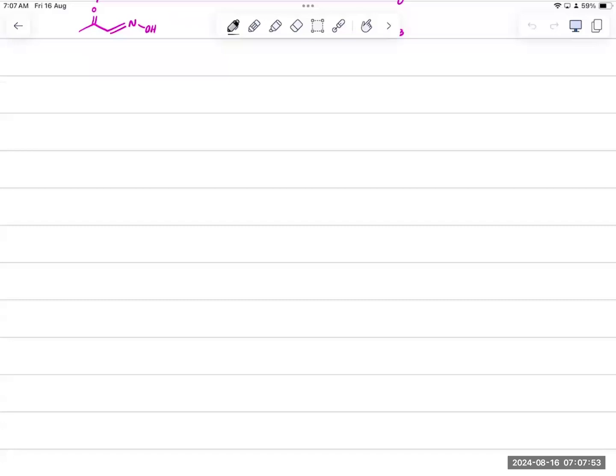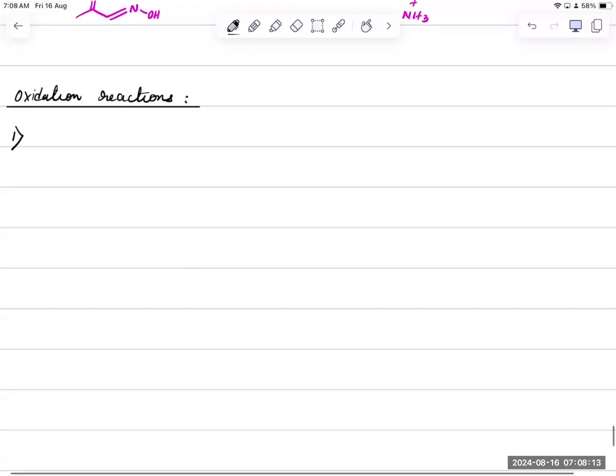So we were supposed to discuss reduction and oxidation reactions today. Okay, so first, let me start with oxidation reactions. We will study these oxidation reactions as tests, as a part of tests also. So check out, the first one is Schiff's test.